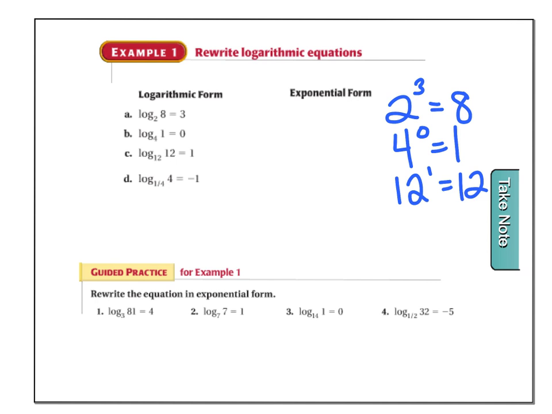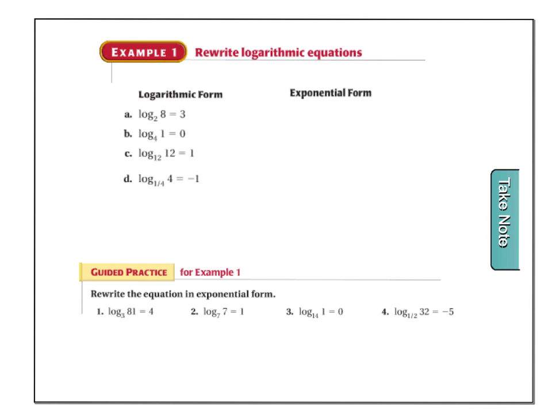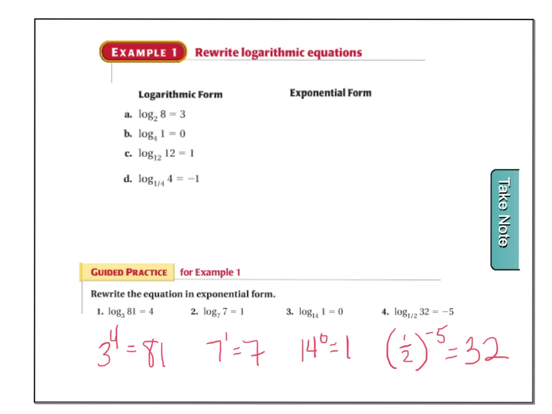And log base 1/4 of 4 equals negative 1. Don't panic, just follow the form. Your base number is 1/4. Your exponent is the negative 1. And that truly does equal 4, and you know that because of your exponent rules. So down below you have your guided practice. Pause the video and come back when you're done. All right, here are your answers. How did you do?